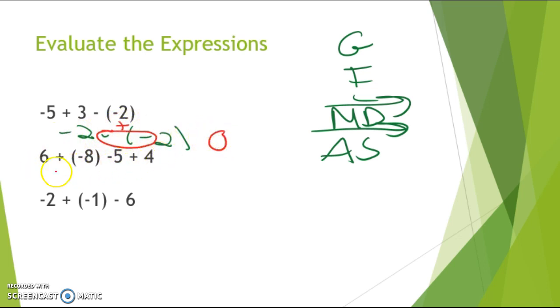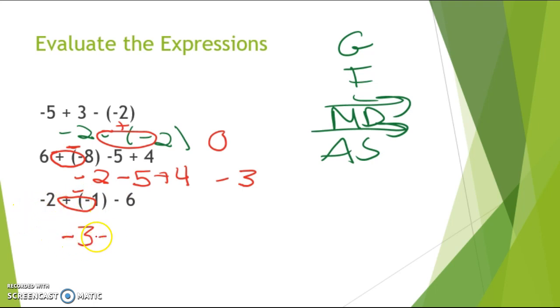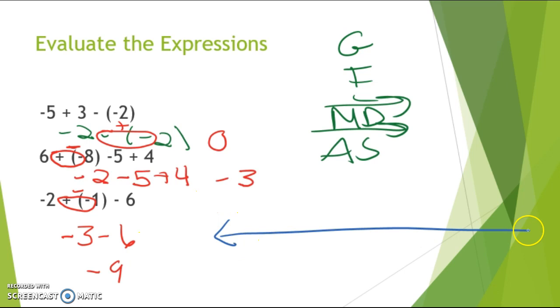Now here we have 6 plus a negative 8 minus 5 plus 4. Whenever you have a plus and a minus next to each other, the minus takes over. So this is 6 minus 8, which is negative 2 minus 5 plus 4. Negative 2 minus 5 is negative 7. Negative 7 plus 4 is negative 3. And then lastly, we have 2 plus negative 1 minus 6. Circle these two. Let's make that a minus. Negative 2 minus 1 is negative 3 minus 6. That's negative 9.